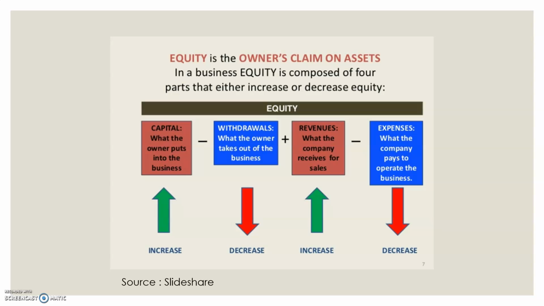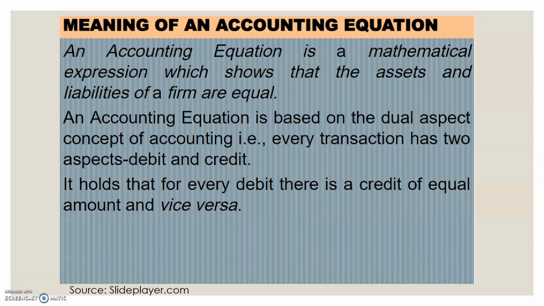Keep in mind, whenever you have revenues or incomes, they should be added to capital, and all expenses should be deducted from capital. So, the meaning of an accounting equation. An accounting equation is a mathematical expression which shows that the assets and liabilities of a firm are equal. So we have seen the duality concept or principle, where we said that the debit balances will be equal to the credit balances. Through an accounting equation, we are going to prove this.